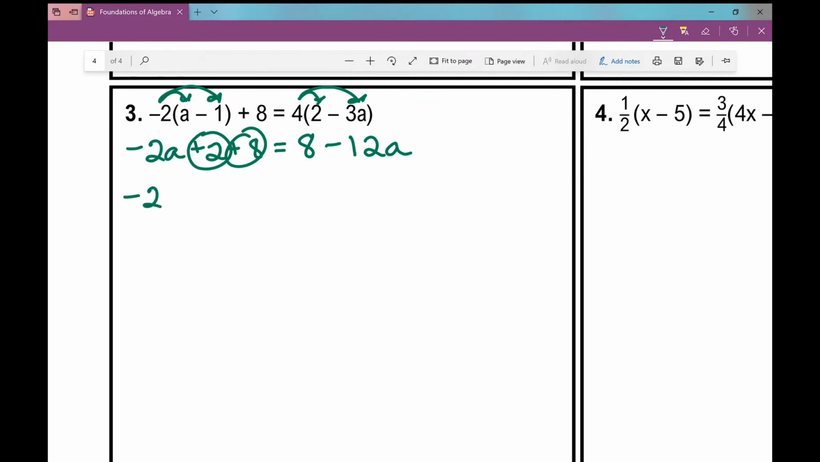So negative 2a, and now I'm going to combine these like terms. 2 plus 8 is 10. And I don't have anything on the right side of my equal sign to simplify. So it just stays like that.